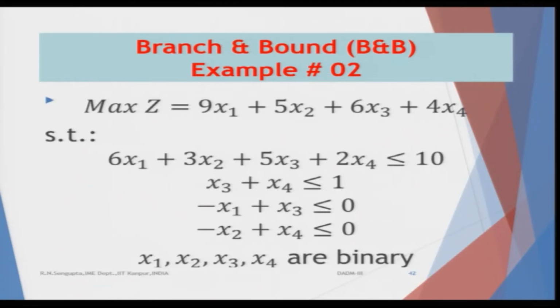The third constraint, which does not have x2 and x4, is as follows: minus x1 plus x3 is less than or equal to 0. The fourth constraint, which does not have x1 and x3, is minus x2 plus x4 is less than or equal to 0, and x1, x2, x3, x4 are all binary.